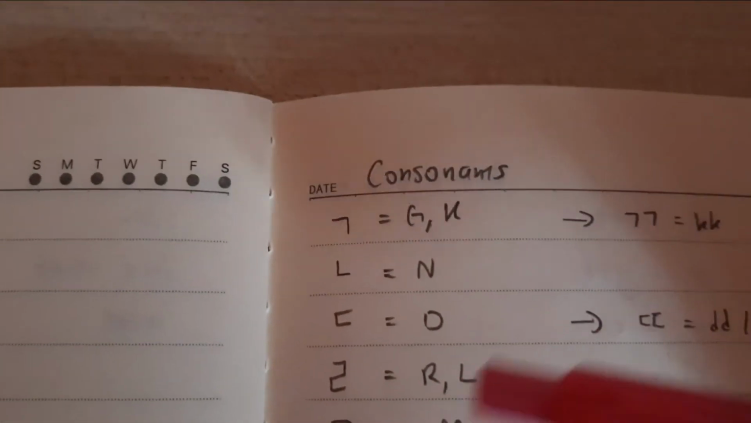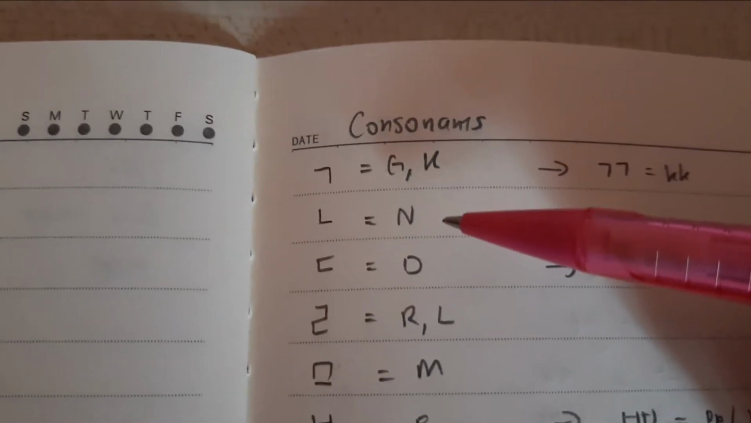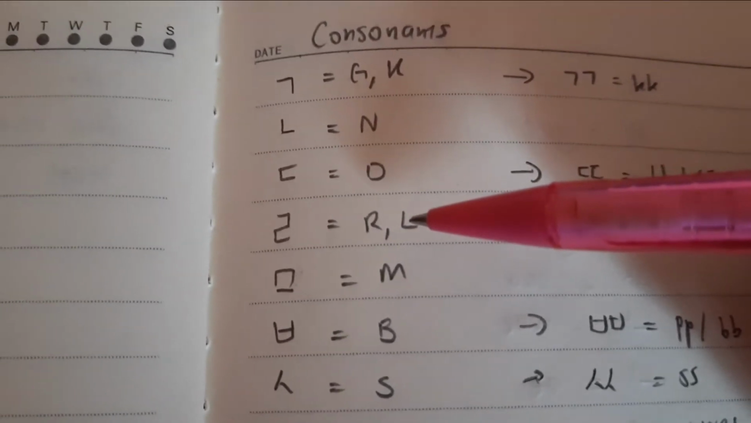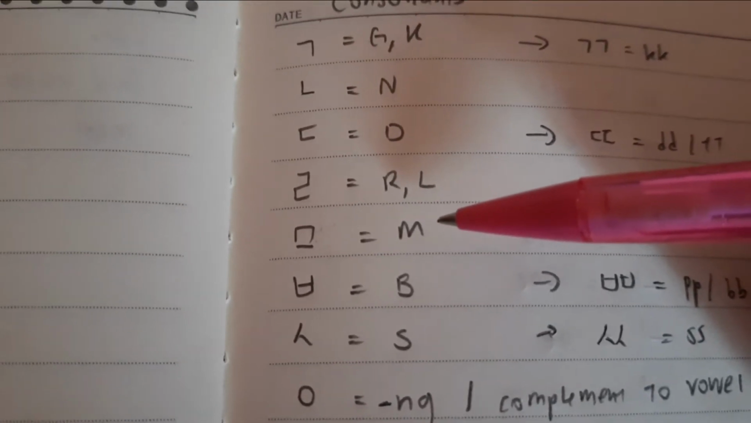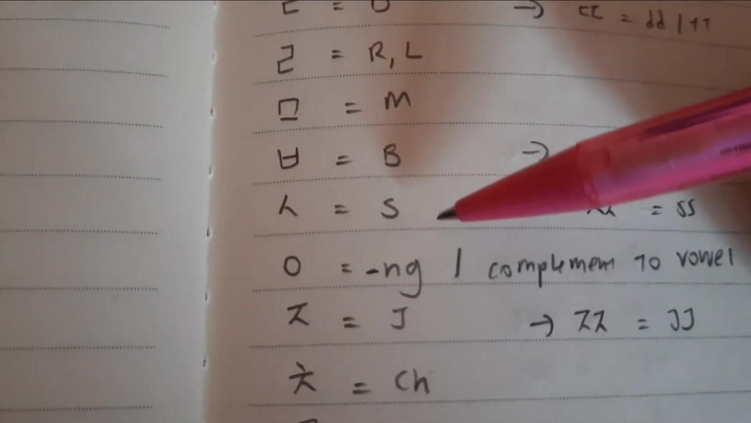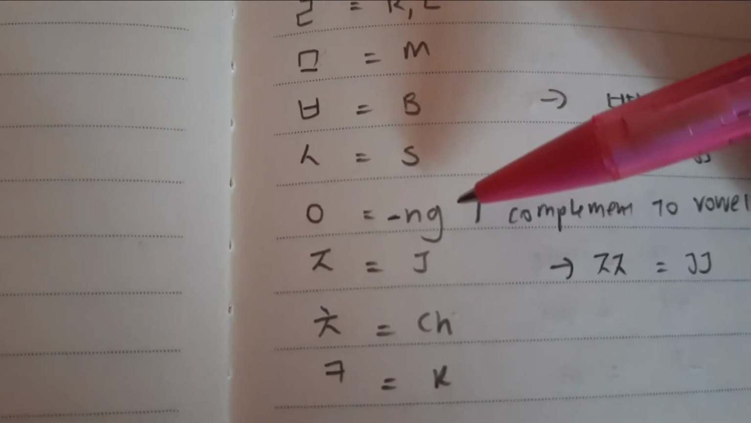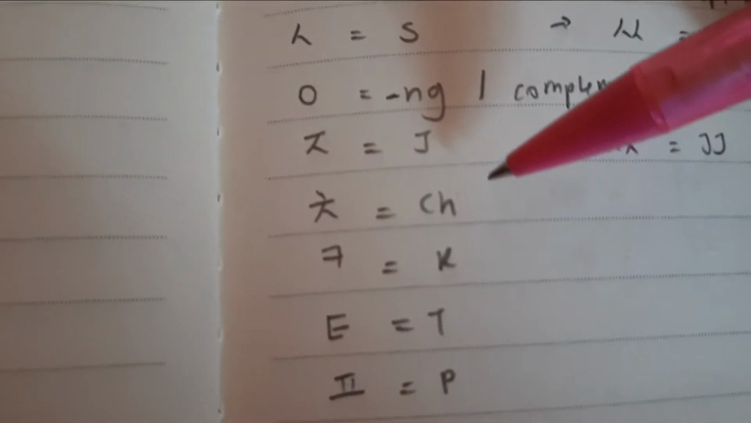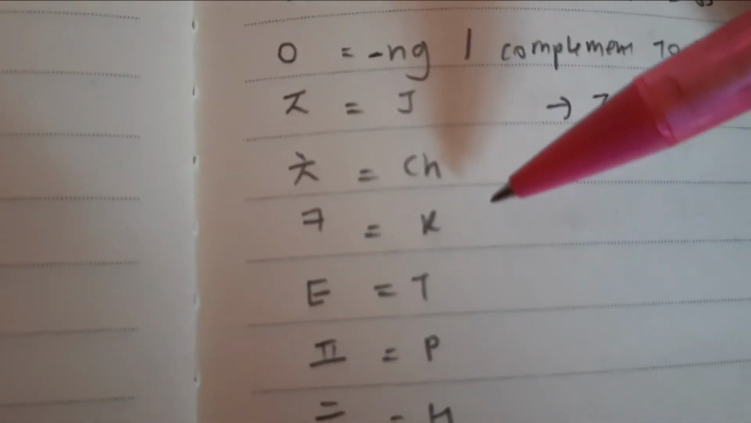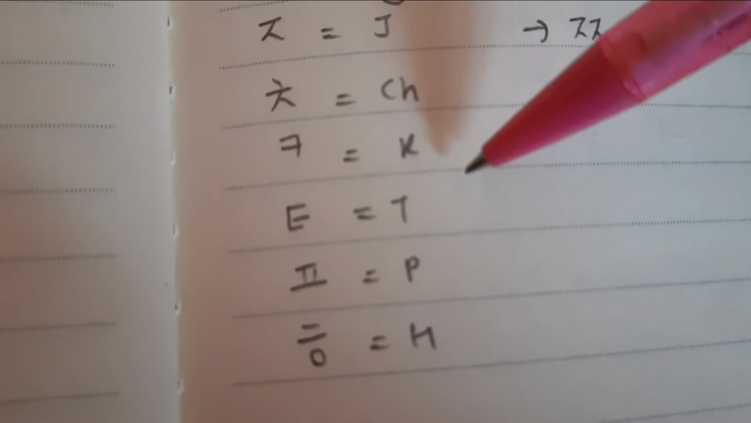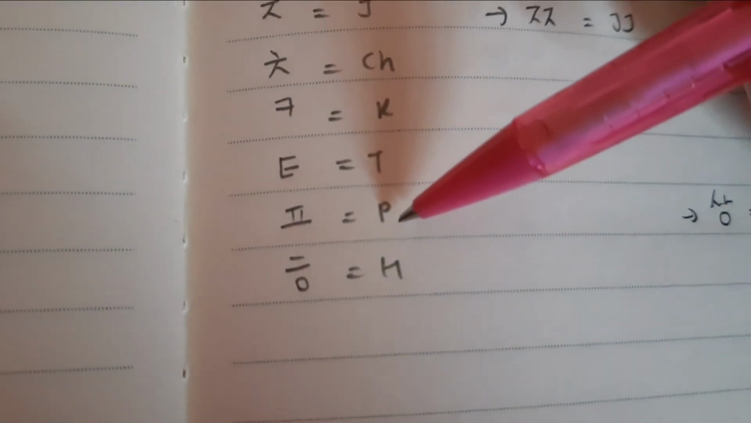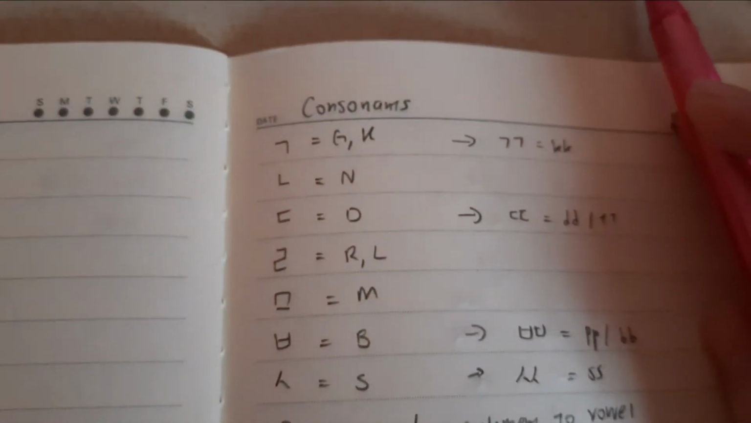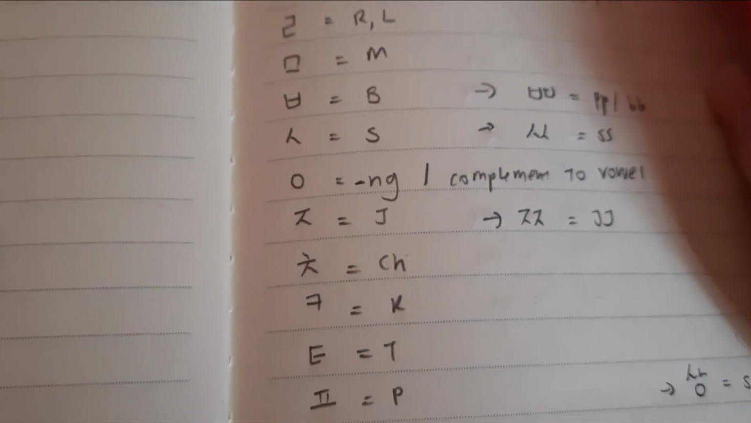So let's go over one more time. This is the letter G, G, N, N, D, D, R or L, M, M, B, B, S, S, N and G, or complement to a vowel, J, J, CH, K, T, P, and H. Alright, so that's all the primary consonants. Let's go over this one more time for you guys to see it.